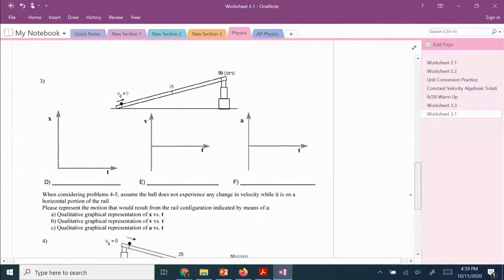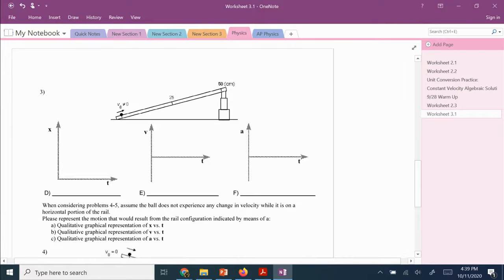Moving along. In this one, we are given an initial velocity, pushed up the ramp. We can assume that it starts from 0. So we start at 0, so that means that it's going to start right there.